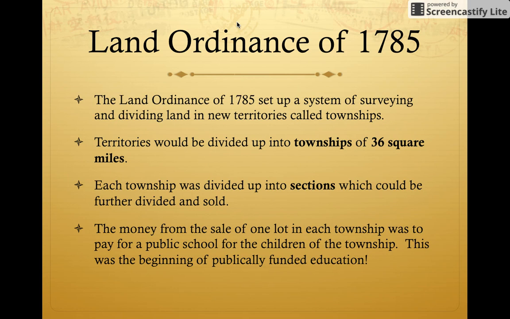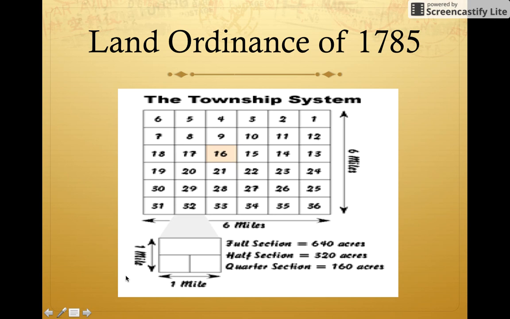The money from the sale of one lot in each township was to pay for a public school for the children of that town. So that's another big thing. You're starting to see education be of importance and spread west as well. So this is where you see publicly funded education really be something major too. So here's what that would possibly look like on paper.